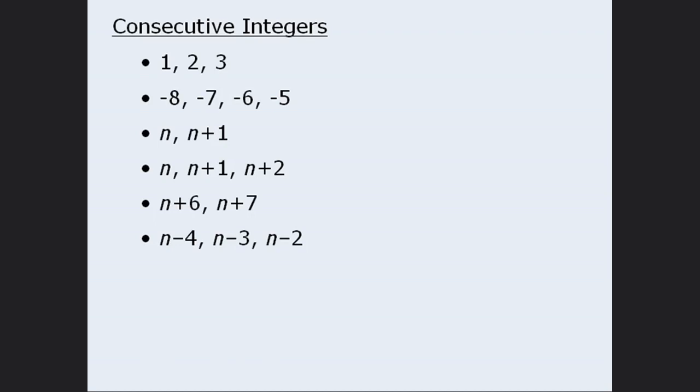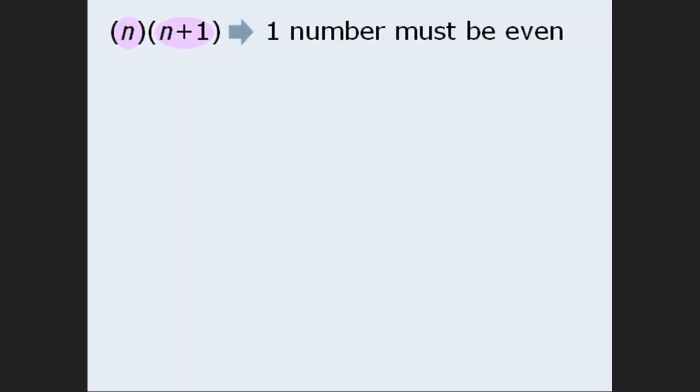Okay, now let's apply this information. If n is an integer, what conclusions can we make about this expression? Well, if we recognize that we have two consecutive numbers here, then we can be certain that one of those two numbers must be even. And if we know that one of the two numbers is even, then we can also be certain that the product of the two numbers will be even.